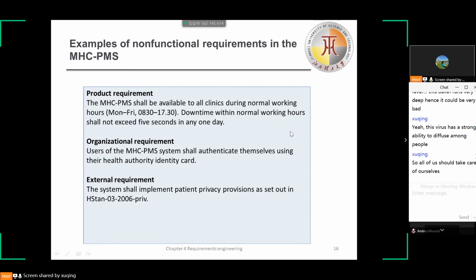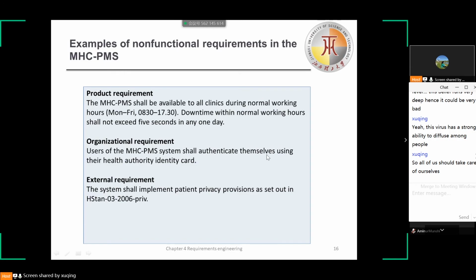Here, we have an example of non-functional requirements for the same system, the medical system. Here we have the product, organizational, and external requirements. We have already seen their user requirements before. We see here the product requirement is an availability requirement that defines when the system has to be available and the allowed downtime each day. It says nothing about the functionality of the system, and it clearly identifies a constraint that has to be considered by the system designers. This is the product requirement. And the organizational requirement specifies how users authenticate themselves to the system.